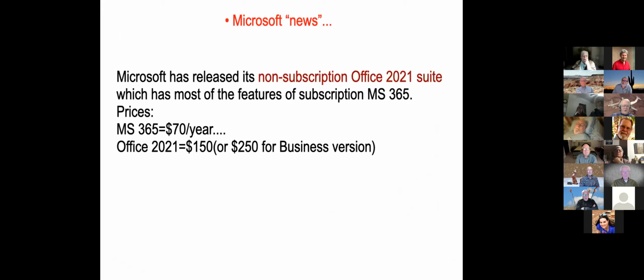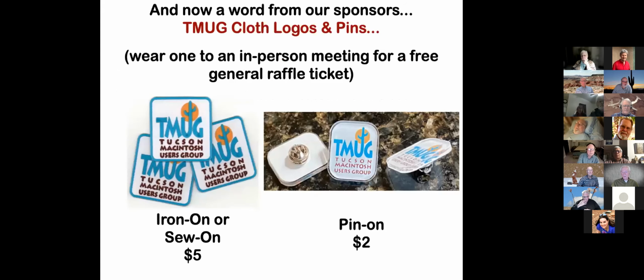And Microsoft has released the non-subscription Office. Okay, and the pricing is there. If you're going to be buying the 365 product, it's $70 a year. But if you're going to buy Office 2021, you can buy it for $150 or a little bit more for the business version.